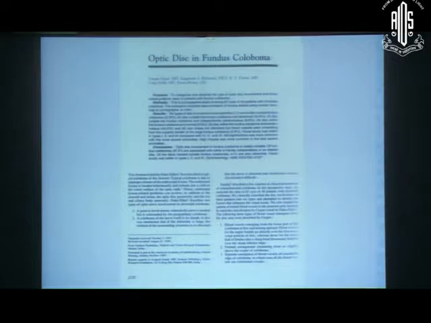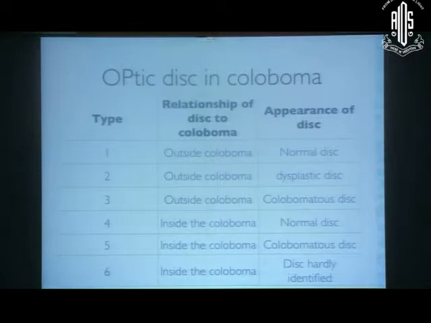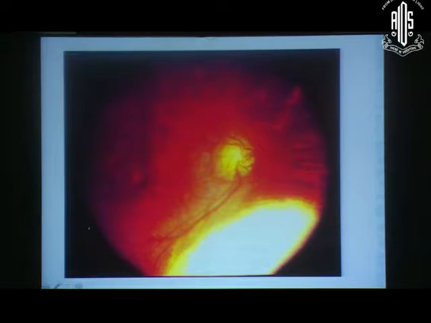So in our first of the series of publications on coloboma, not really, this is about the second publication of optic disc in coloboma, we described 6 varieties of disc involvement in the coloboma. The first 3 are where the disc is located outside the visible choroidal coloboma, and 4, 5 and 6 are where the disc is within the coloboma. In type 1, the disc is normal looking, I wouldn't say exactly normal, but nearly normal looking, and is outside the colobomatous margin.